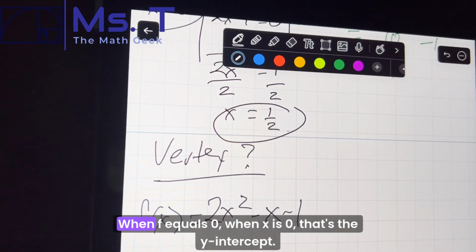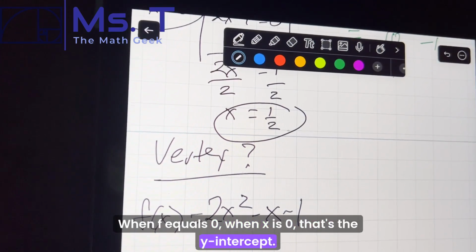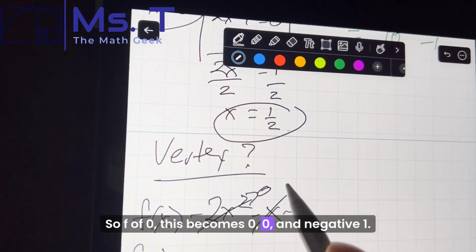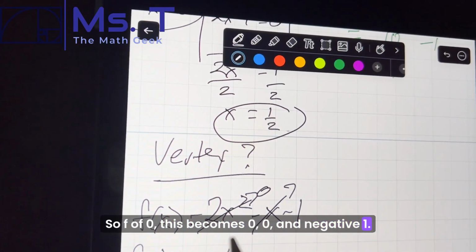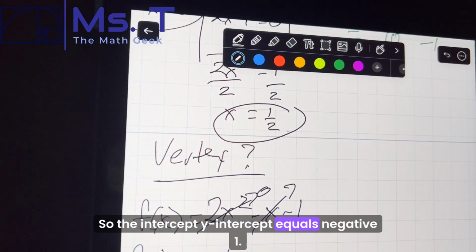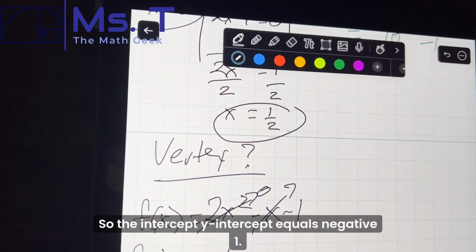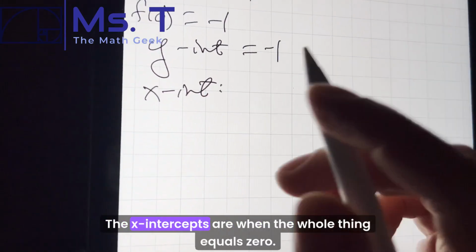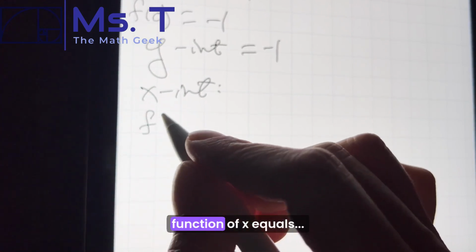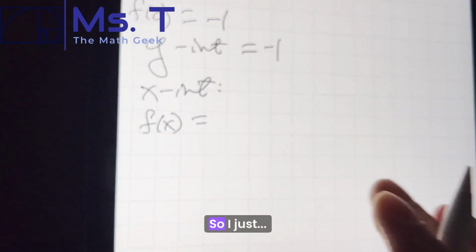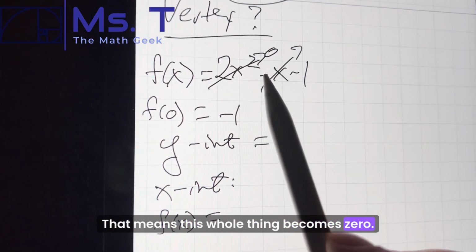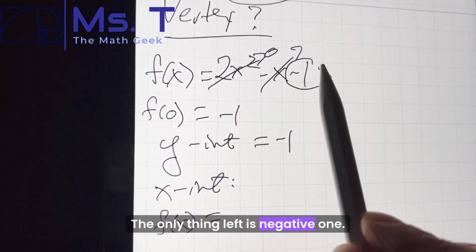So if x is 0, that's the y-intercept. So f of 0, this becomes 0, 0, and -1. So the y-intercept equals -1. Now, the x-intercepts are when the whole thing equals 0. So let's just be clear of what I did here. There's an x, the x is going to be 0, that means this whole thing becomes 0. This x is going to be 0, so it's 0. The only thing left is -1.